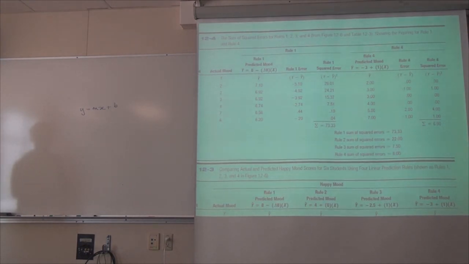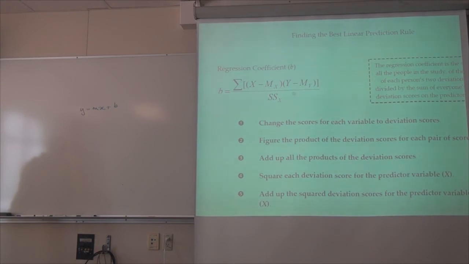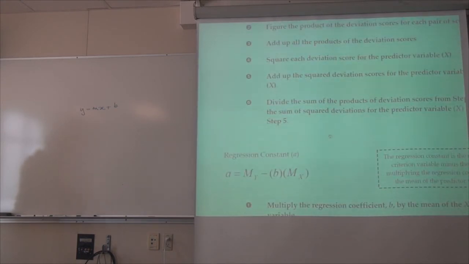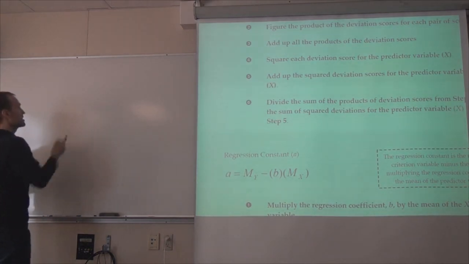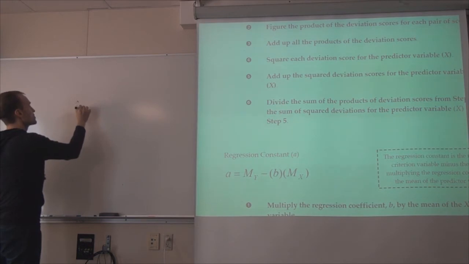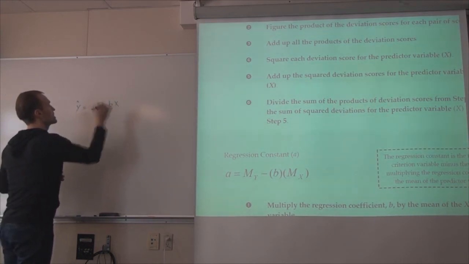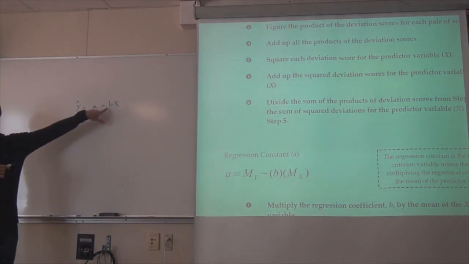And when we're doing our own examples, you don't do any of this. You just calculate the B and the A. And that gives you your line for how you're going to predict: A plus B times X. So the best line, I just need to find these two values. And then I have it.